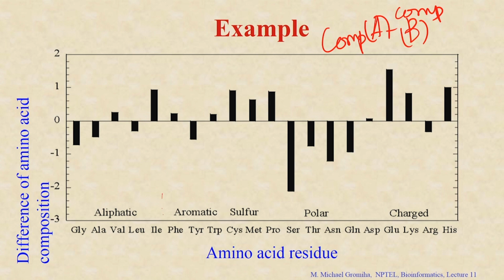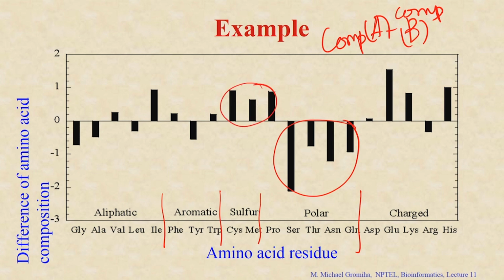This is the aliphatic group and the second one is aromatic. These are sulfur containing residues, polar residues and charged residues, and we could see some patterns. For example, all the polar residues are highly preferred in the case of group B, because the difference is minus. Some of the sulfur containing residues are dominant in group A, and mainly charged residues are also in group A. So, you can try to understand why some residues are dominant in group A and some in group B.